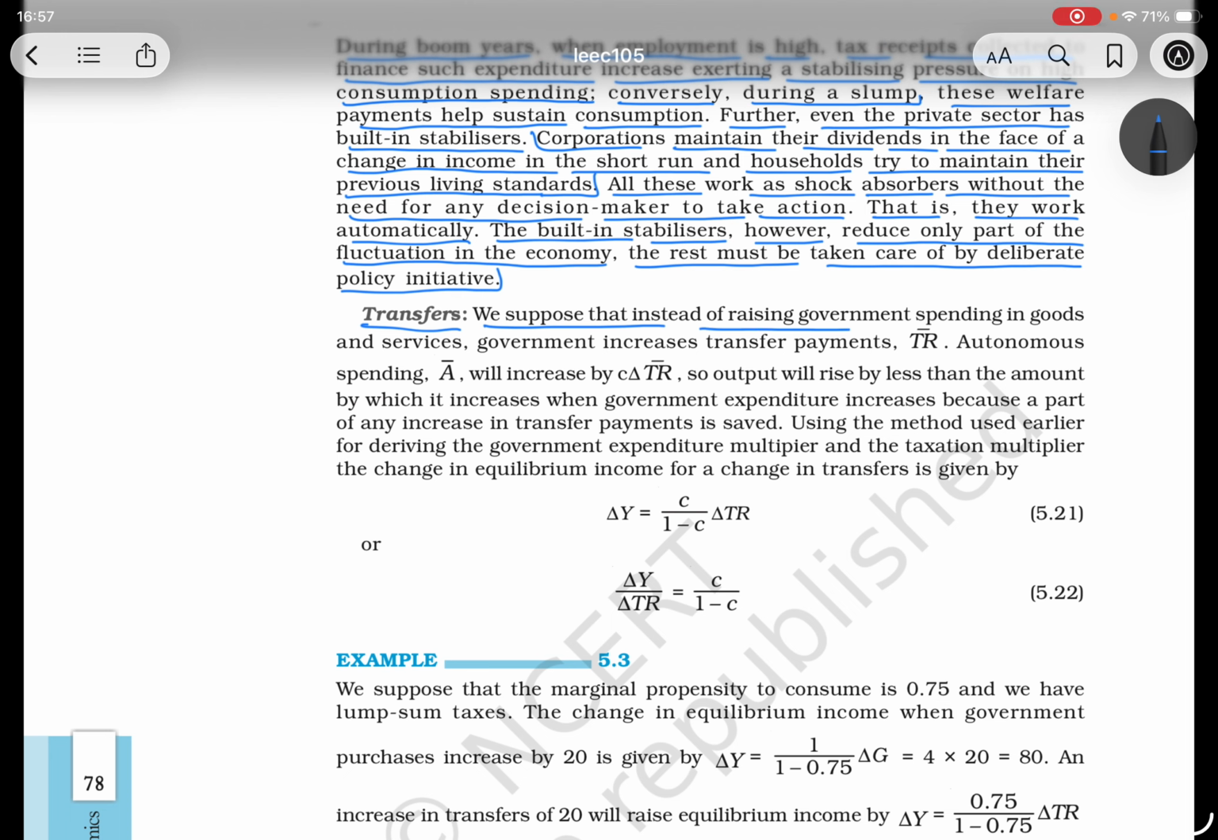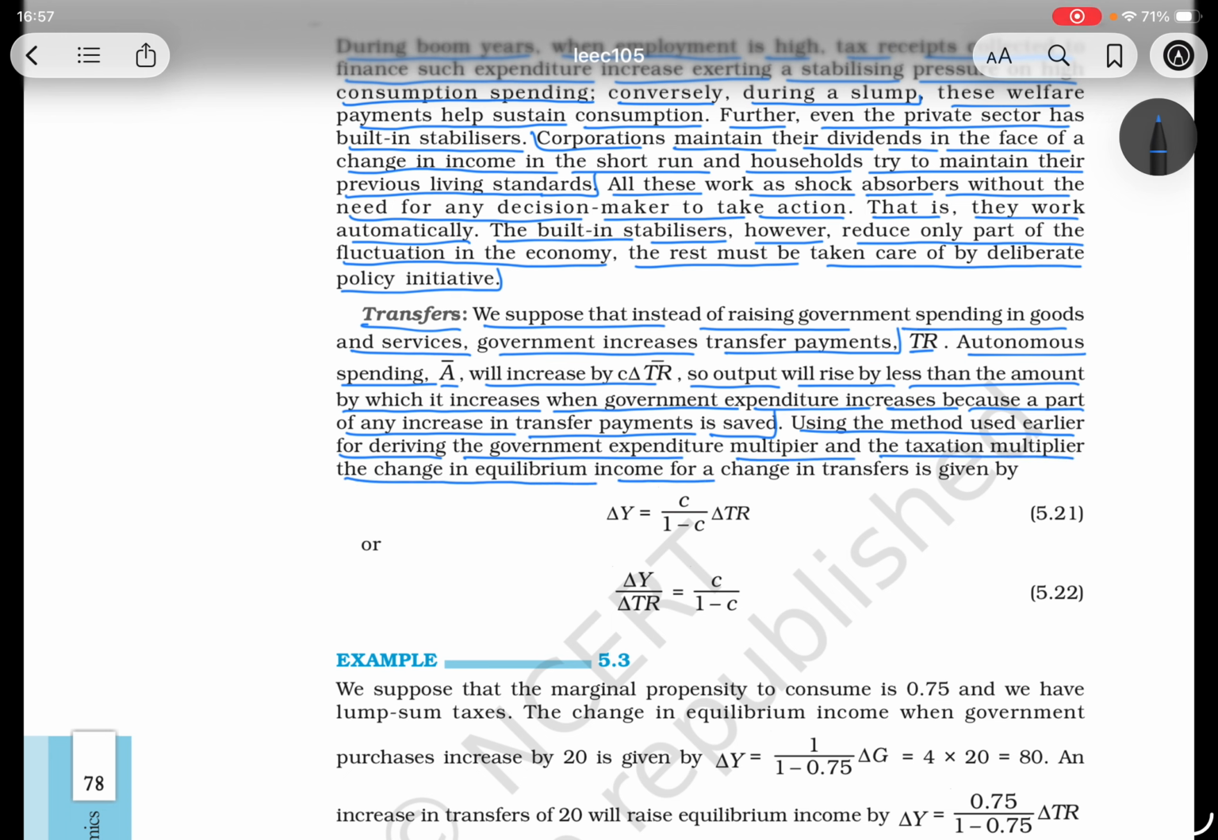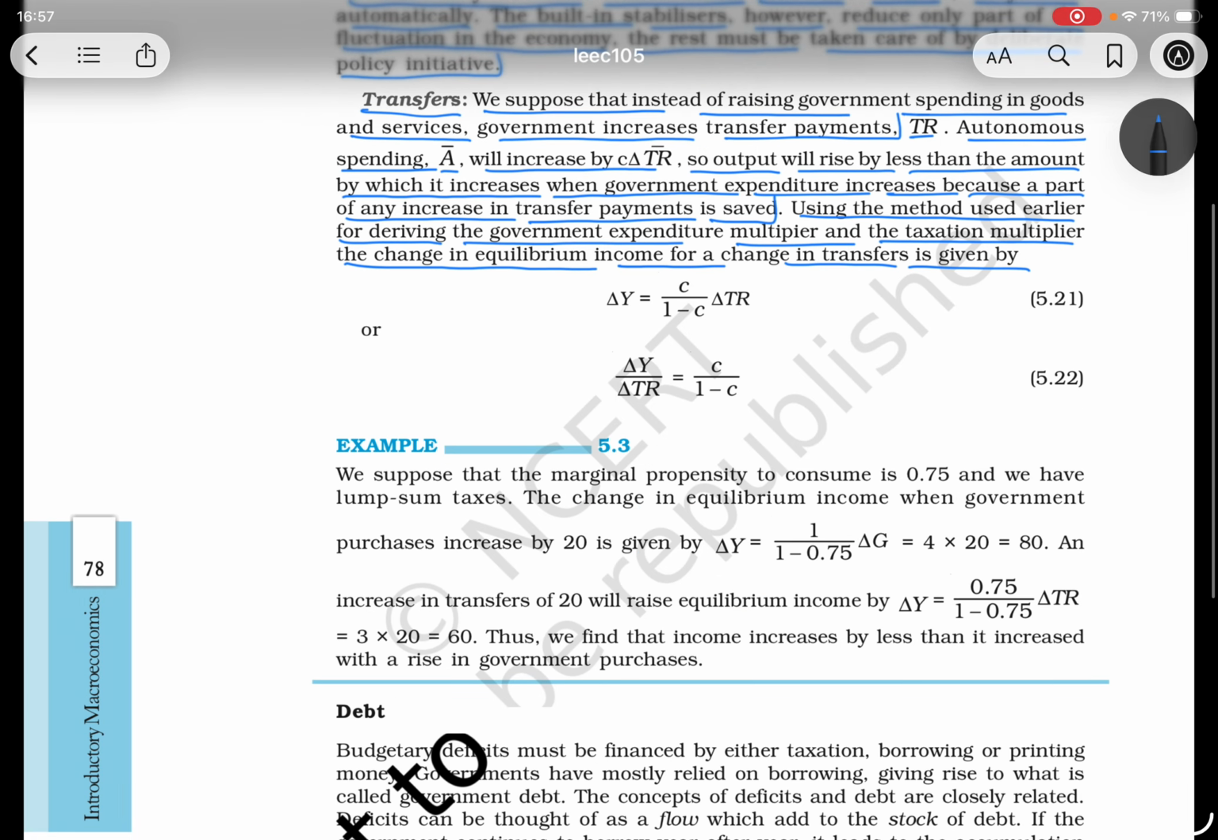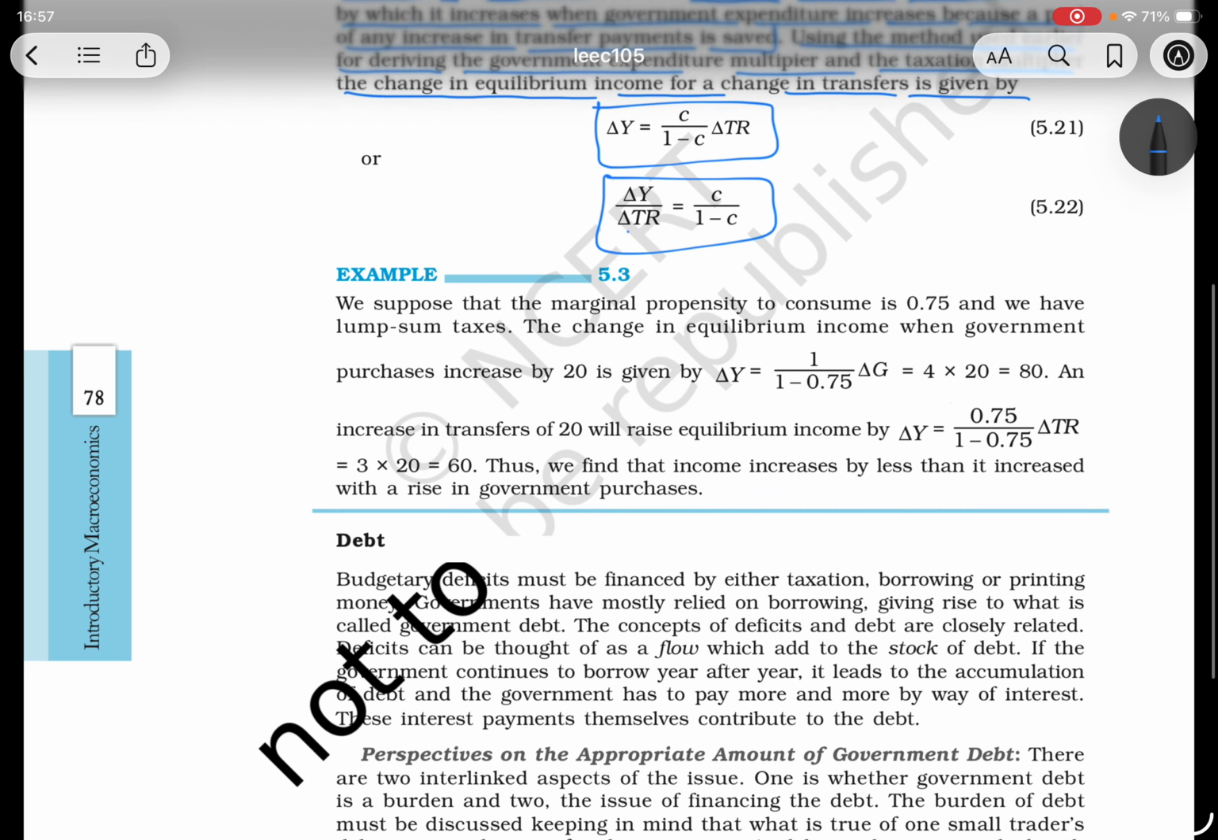Transfers. We suppose that instead of raising government spending on goods and services, the government increases transfer payments, TR. Autonomous spending A' will increase by c ΔTR, so output will rise by less than the amount by which it increases when government expenditure increases, because a part of any increase in transfer payments is saved. Using the method used earlier for deriving the government expenditure multiplier and the taxation multiplier, the change in equilibrium income for a change in transfers is given by Δy equals c divided by 1 minus c times ΔTR. Δy divided by ΔTR equals c divided by 1 minus c.